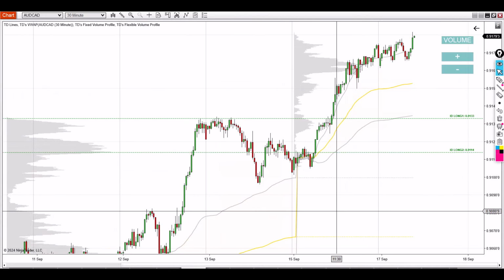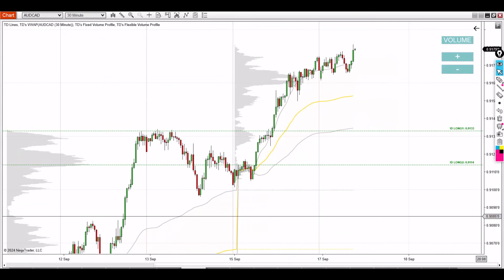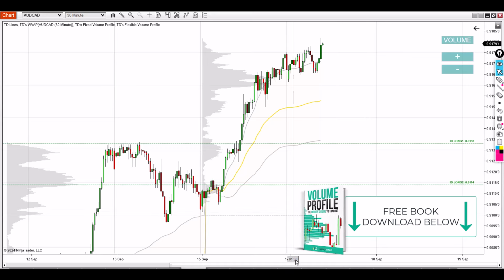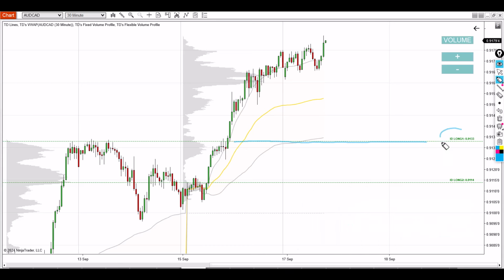The next one will be on the Australian dollar, Canadian dollar. This is a 30-minute chart of the Australian dollar, Canadian dollar. In here, there are two newly formed supports. Those supports got formed yesterday. It is this one at 0.9133 and this one at 0.9114.